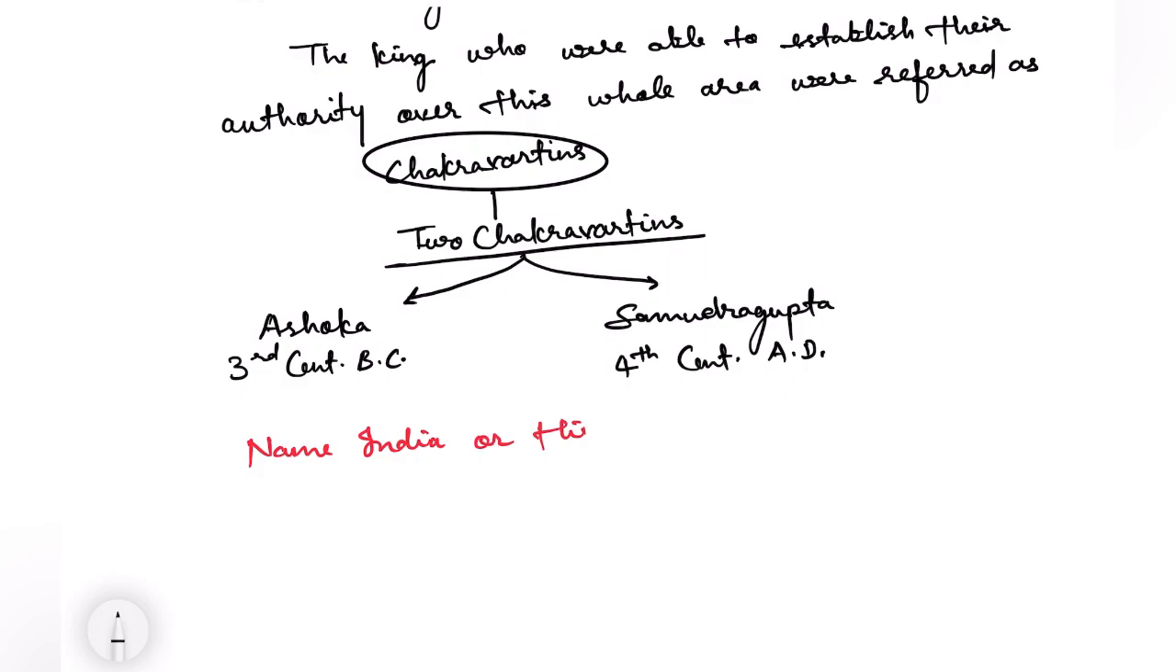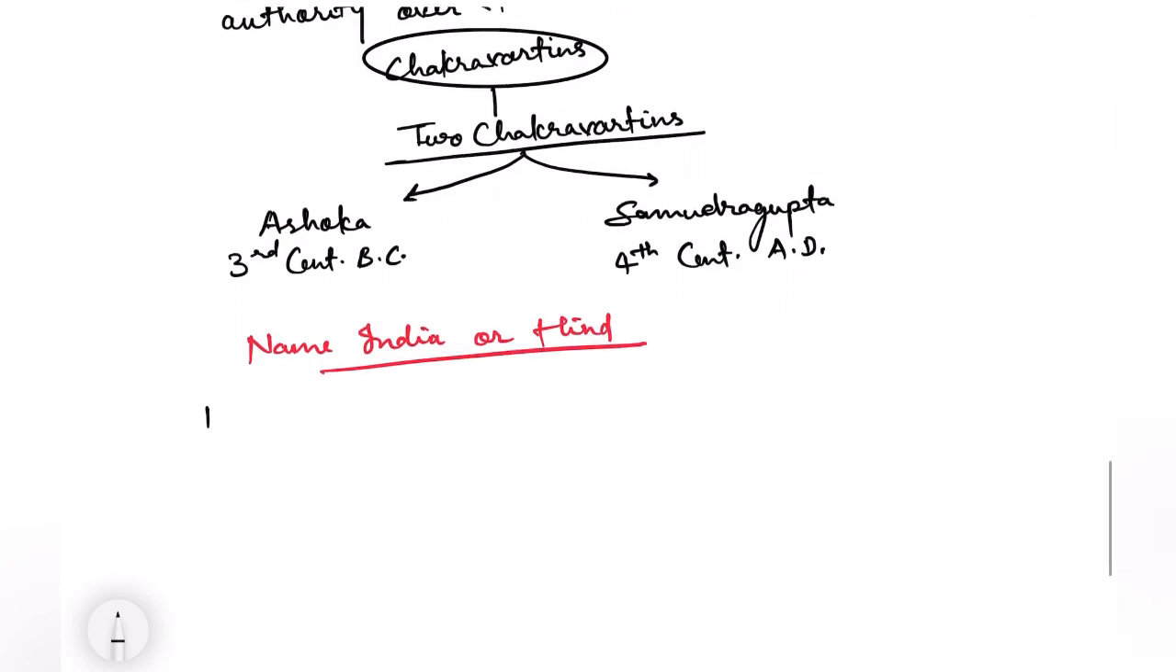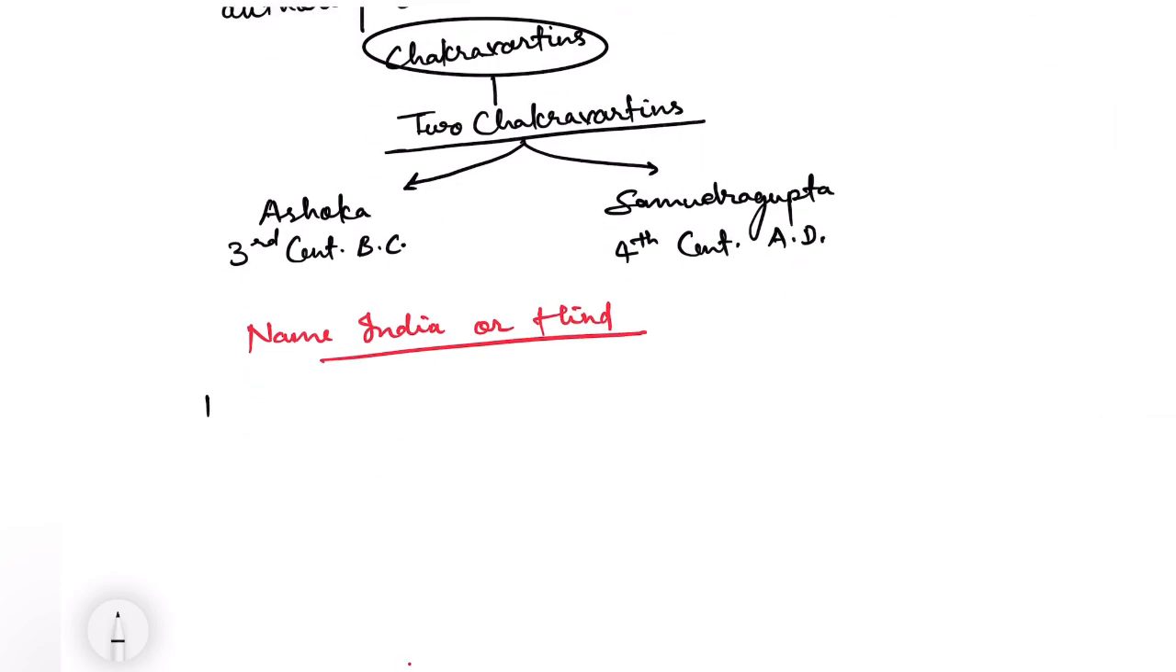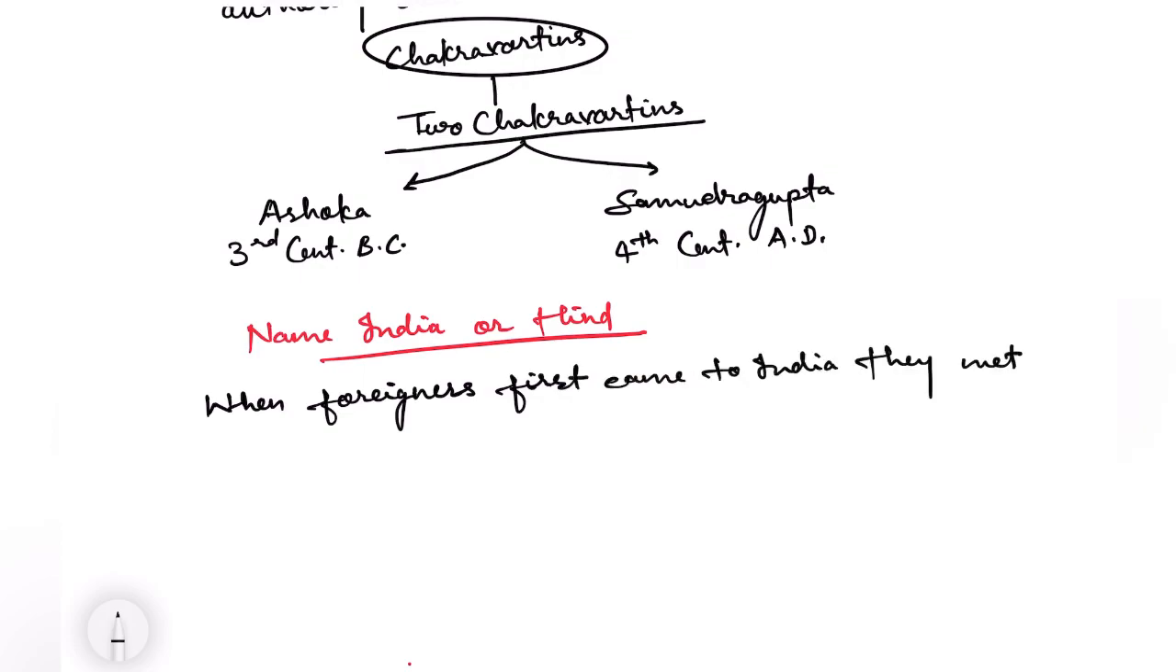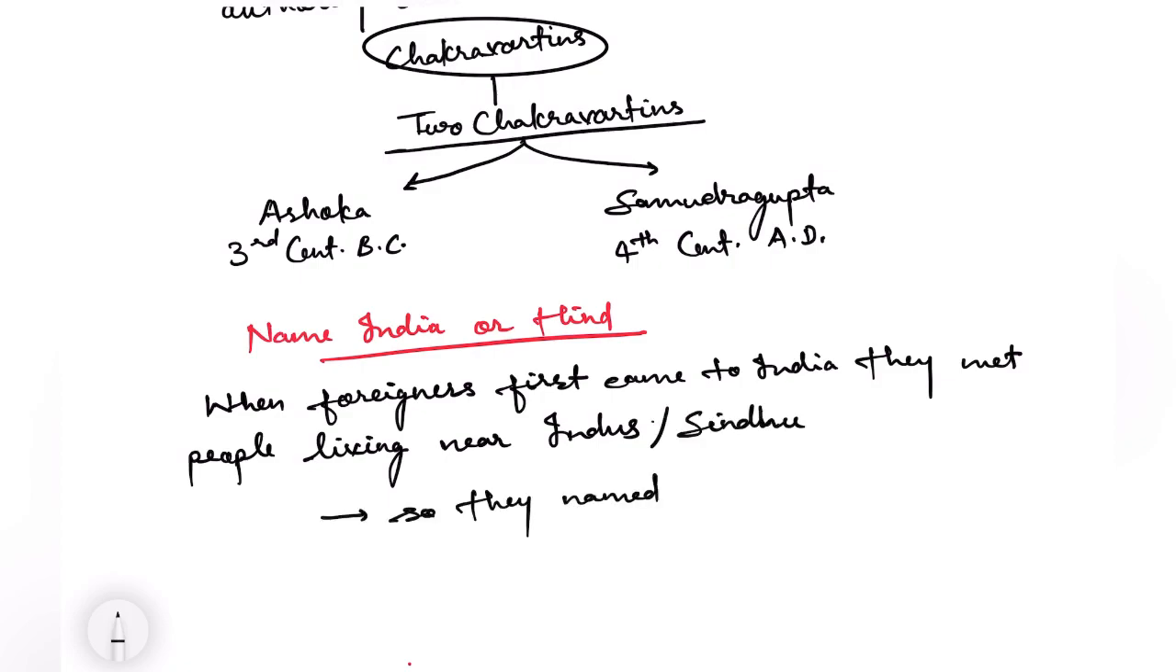Now we'll learn about how the word India or Hind came. So first we should know that when the foreigners came to India, they met the people living on the bank of Indus or near Indus, Sindhu. Indus was also called Sindhu. So they named the whole country after this river Sindhu.